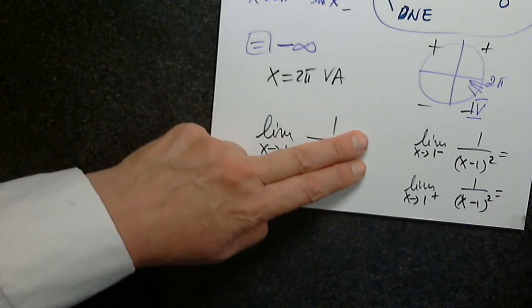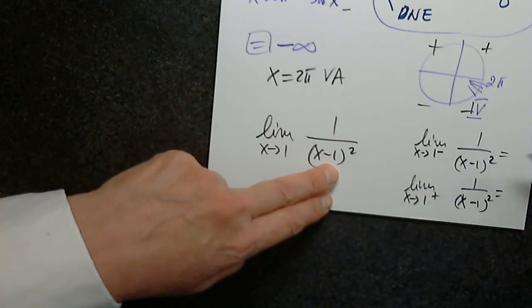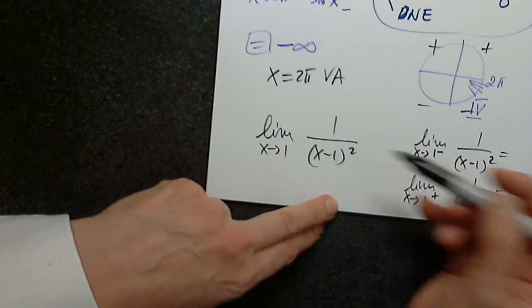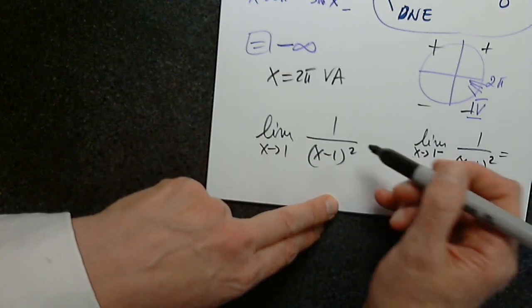If this is infinity and this is negative infinity, then this is DNE. If this is infinity and this is infinity, then this is infinity. If this is negative infinity, then it is negative infinity.